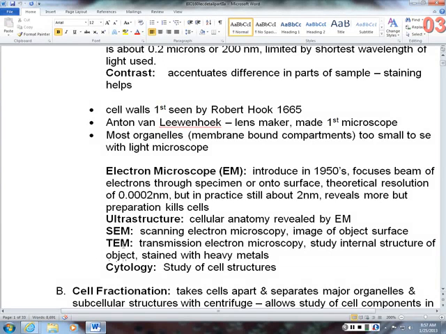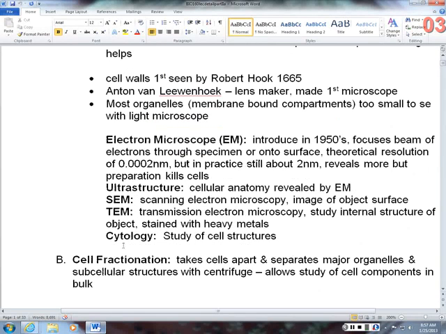Electron microscopes were introduced in the 1950s. They're going to focus beams of electrons through the specimen or onto the surface. And their theoretical resolution is 0.0002 nanometers based on the wavelengths of those electron beams. That's in theory that it could get that good, but in practice we're still only able to get down to about 2 nanometers, which is still a lot more detail than what you'll see with the light microscope.